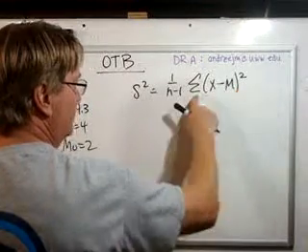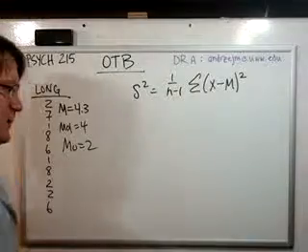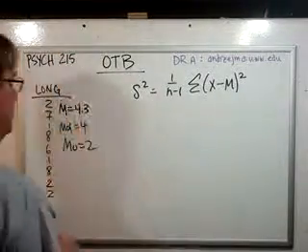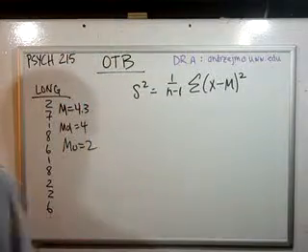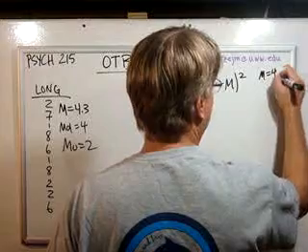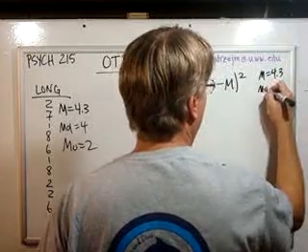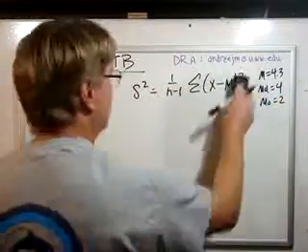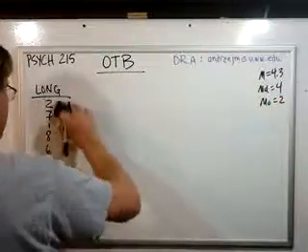Then we need to square it, then we need to add it up, and then we need to divide it by n minus 1. So what I'm going to do here is translate some of these values over here. Mean is equal to 4.3, median is equal to 4, mode is equal to 2, just to get them out of the way, because I'm going to erase this.